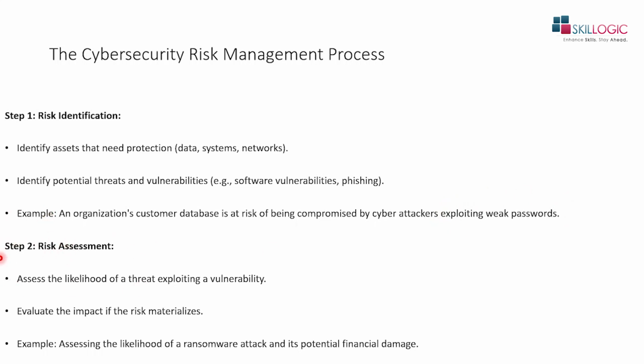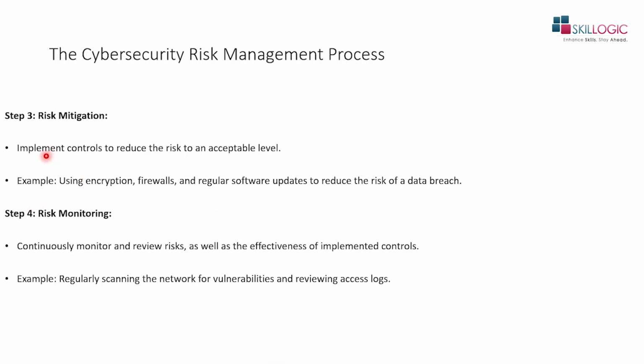Then risk assessment: assess the likelihood of a threat exploiting a vulnerability, and evaluate the impact if this risk materializes. For example, assessing the likelihood of a ransomware attack and the potential financial damage. Risk mitigation: implement controls to reduce the risk to an acceptable level, using encryption, firewalls, and regular software updates to reduce the risk of a data breach. And risk monitoring: continuously monitor and review risk as well as the effectiveness of implemented controls, such as regularly scanning the network for vulnerabilities and reviewing the access logs.